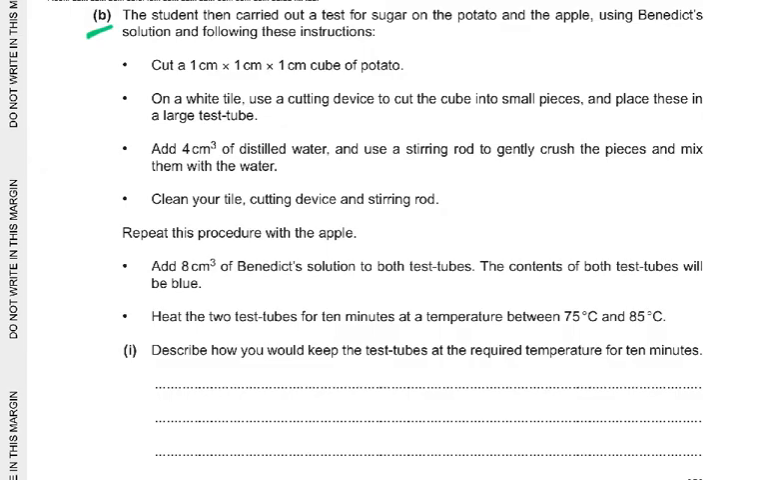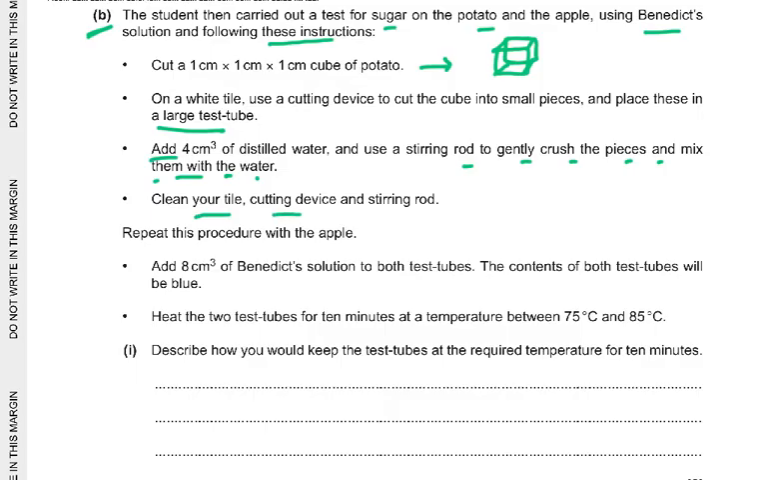Then it says the B part of the question, the student then carried out a test for sugar on the potato and the apple using Benedict's solution and followed these instructions. Cut 1 centimeter by 1 centimeter cube of potato. So you cut a cube of potato, which is 1 centimeter by 1 centimeter. And on a white tile, using a cutting device, cut the cube into small pieces and place these in a large test tube. Add 4 cm cubed of distilled water and use a stirring rod to gently crush the pieces and mix them with the water.